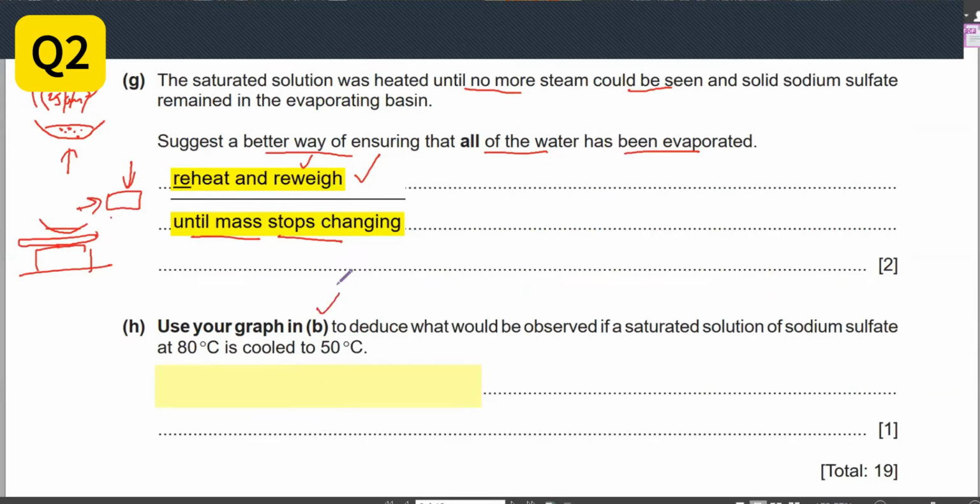Next, use your graph in B to deduce what would be observed if a saturated solution of sodium sulfate is cooled from 80 to 50 degrees Celsius. Okay, so we can take a look.